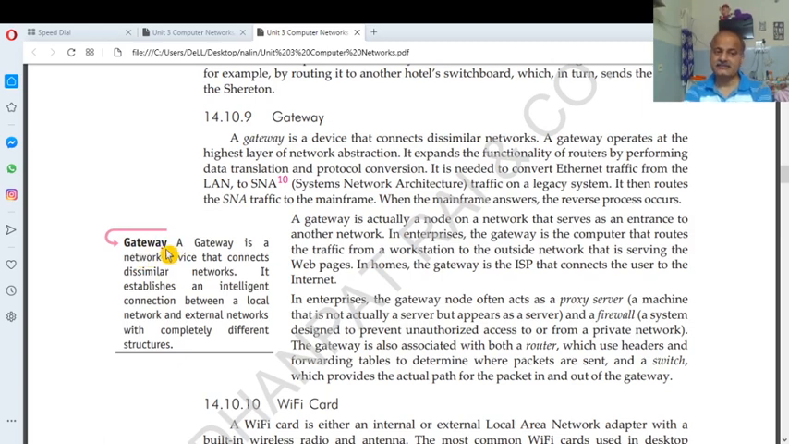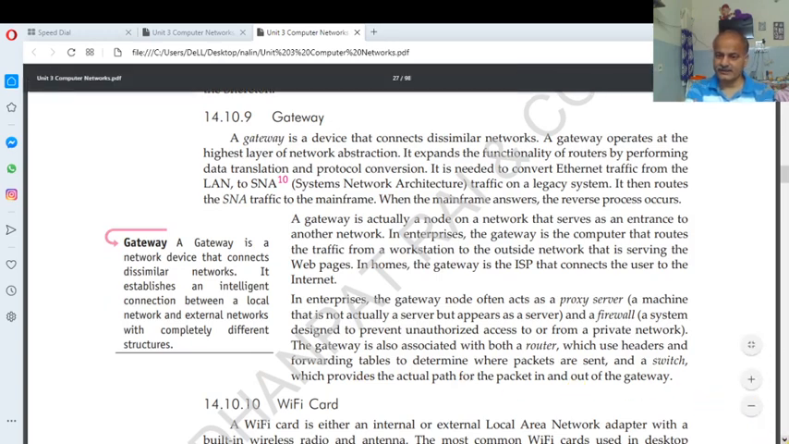So gateway, a very good definition is given here. The gateway is a network device that connects dissimilar networks. It establishes an intelligent connection between a local network and external networks with a completely different structure. So this is the actual definition of the gateway. You note this definition of the gateway.